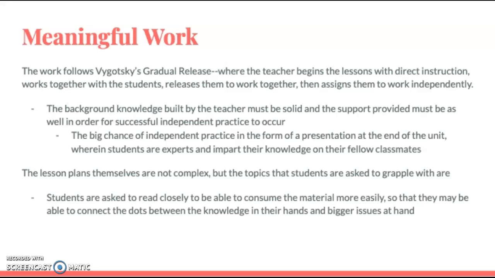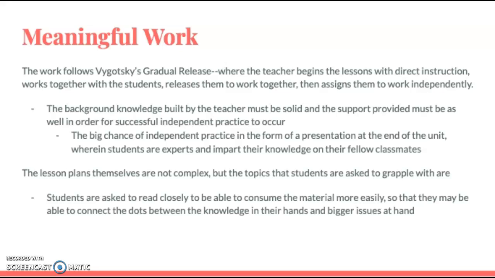The work follows Vygotsky's gradual release, where the teacher begins the lessons with direct instruction, and then works together with the students, then releases them to work together, and then assigns them to work independently. The background knowledge built by the teacher in all subject areas must be solid, and the support provided must be as well in order for a successful independent practice to occur.